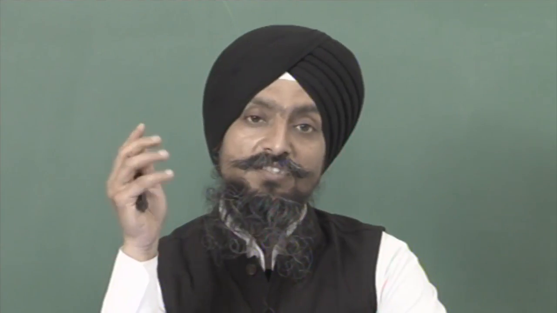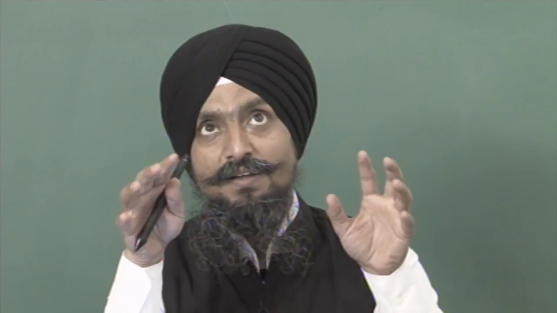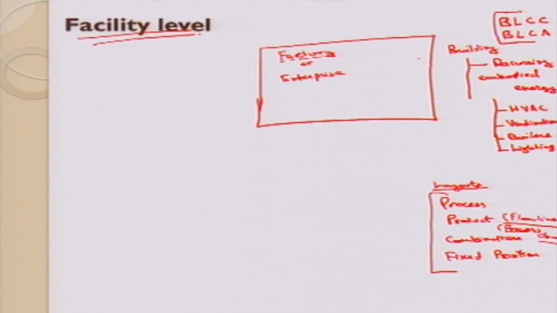So how are the lighting systems to be designed? What is the energy that is consumed? Can we use the natural lighting, or can we make a design in a way that natural ventilation happens? So all those things are important at facility level while considering green manufacturing system.